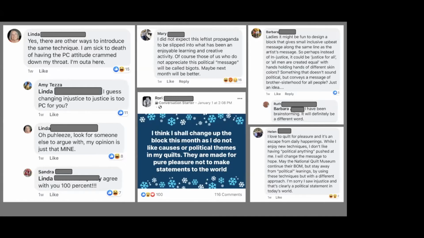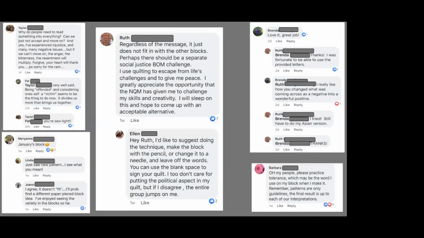And as soon as the day the block came out, January 1st, man, we were just berated with inappropriate comments. And I'd say not only inappropriate comments on Facebook, but inappropriate emails. This is inappropriate. I don't like political issues. I don't like political causes. They need to keep politics out of quilting. This was a big mistake. All sorts of stuff.